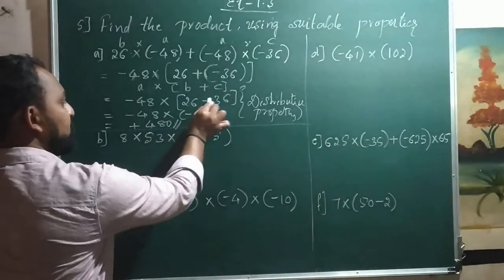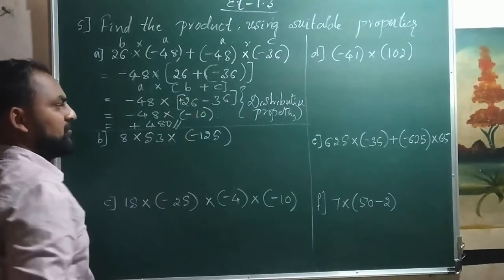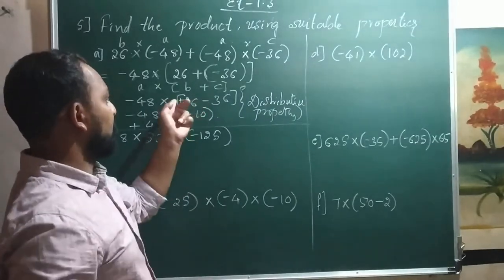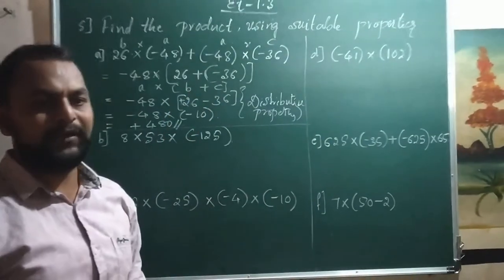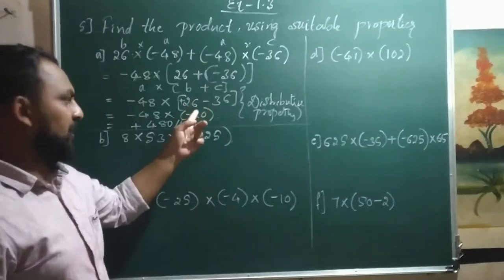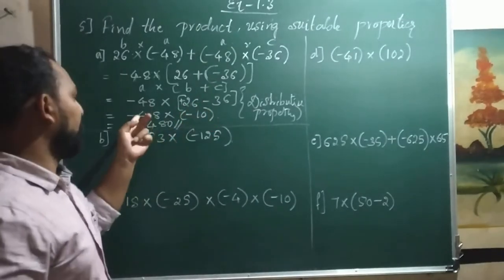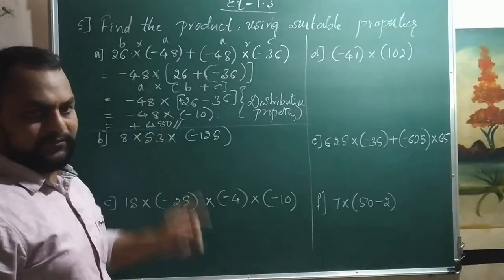Here 26 minus 36 is minus 10. The plus 26 and minus 36 is the sum of a negative and a positive integer, so the bigger value's sign applies, negative 10. Negative 10 into negative 48 is positive 480.